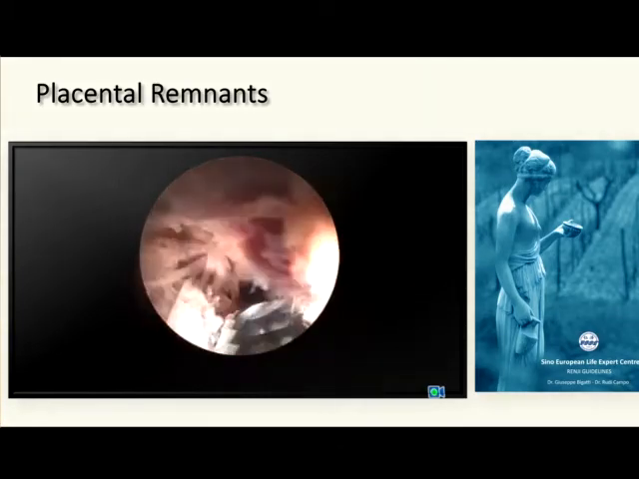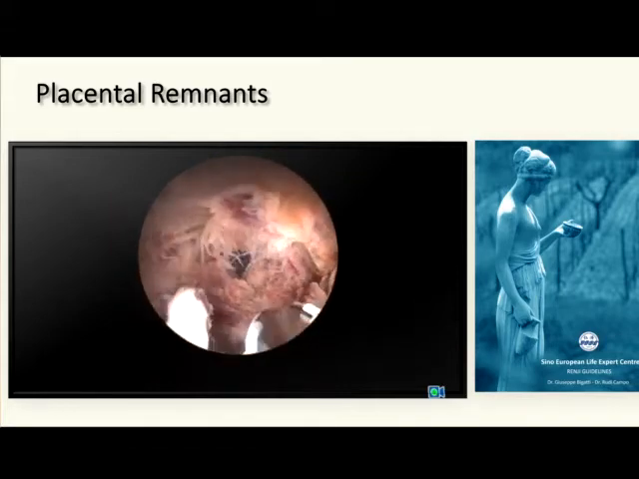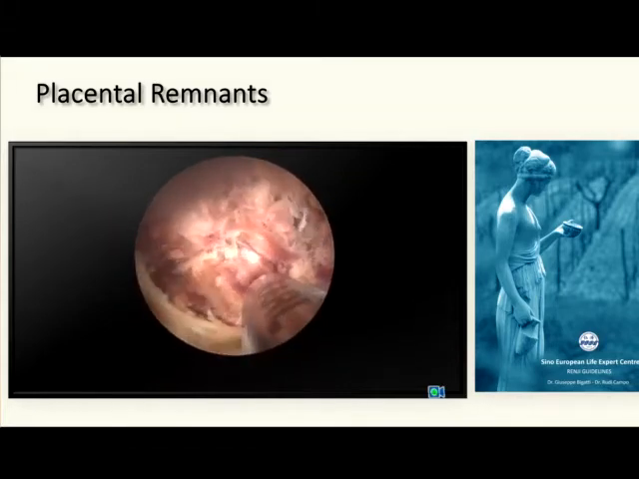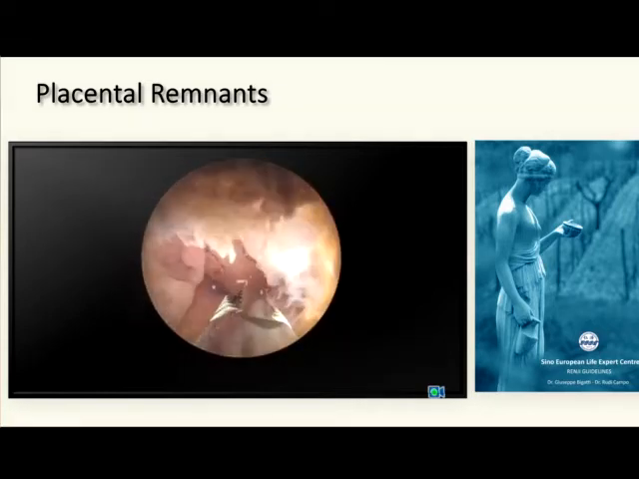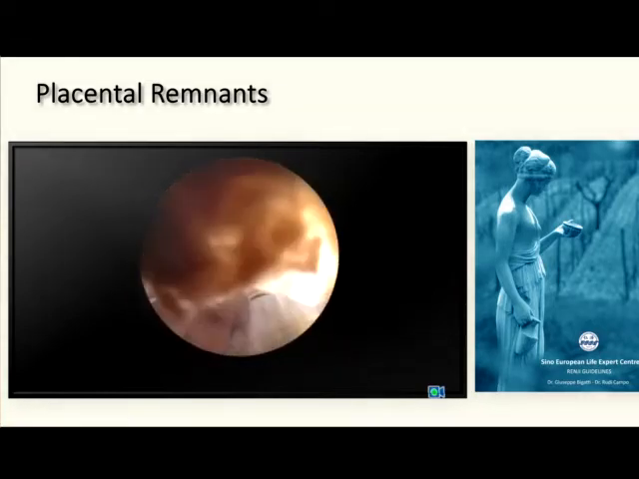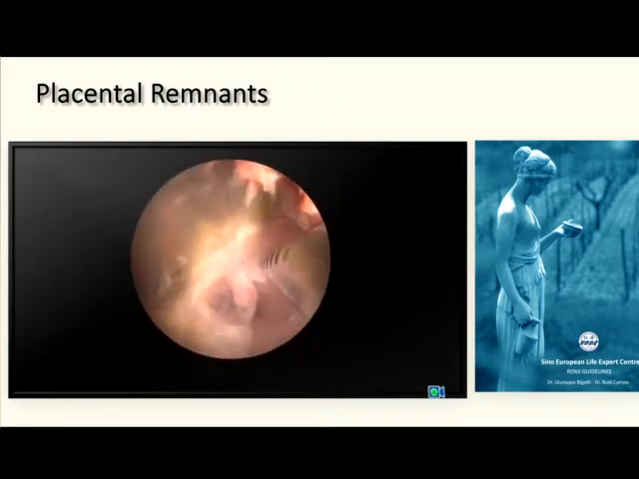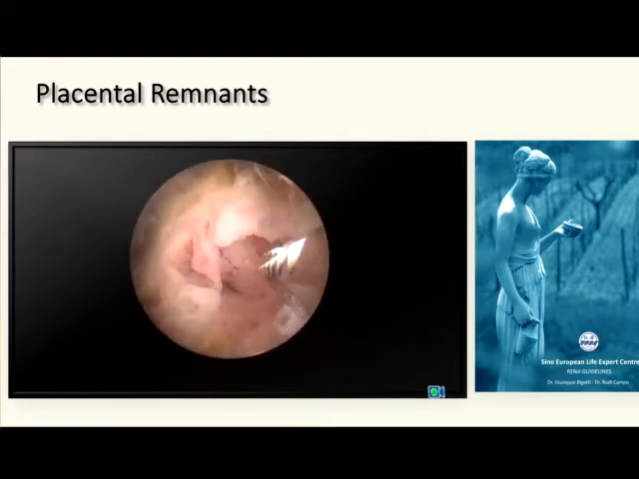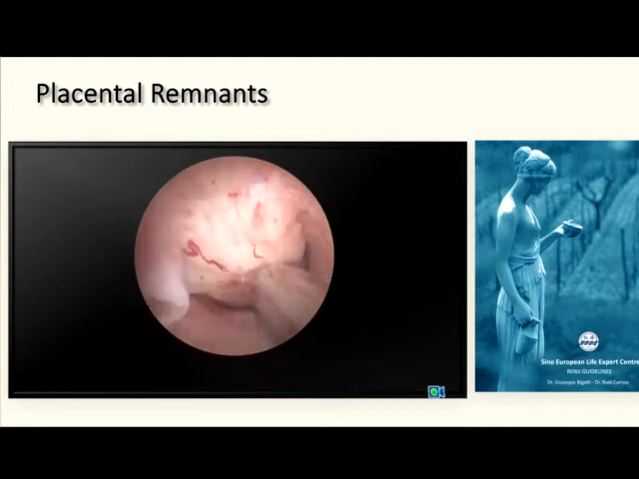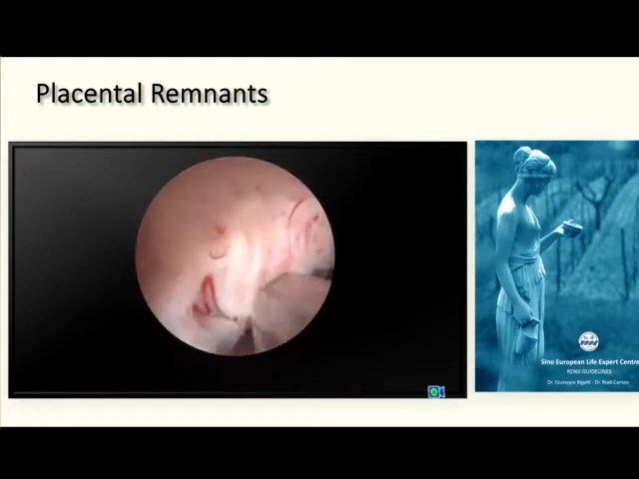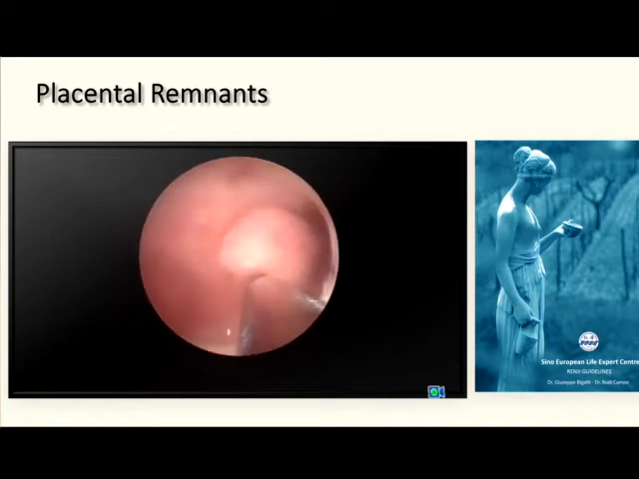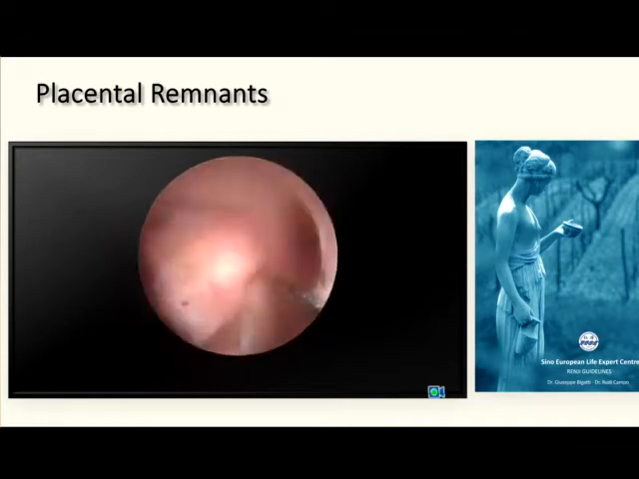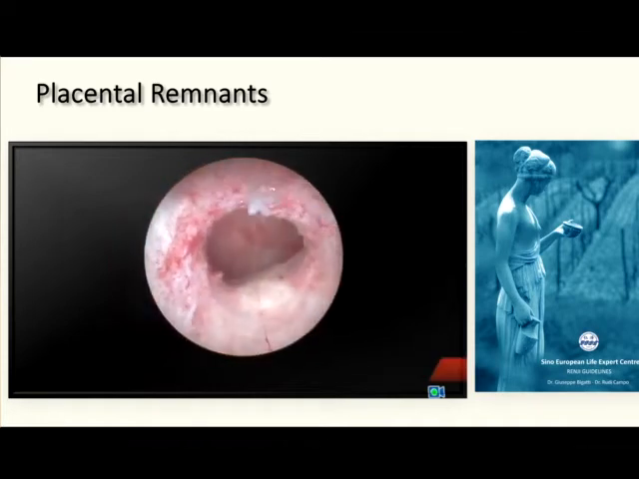The bleeding, in this case, because we had the opportunity to wait at least more than 60 days before approaching these placenta remnants, you see the bleeding is very, very little. You can really shave the surface of the endometrial layer, and you can remove all the placenta remnants.